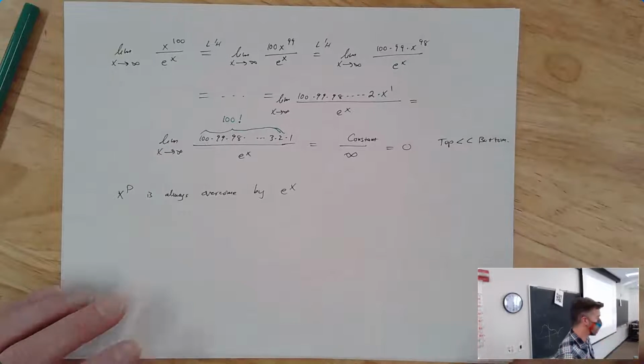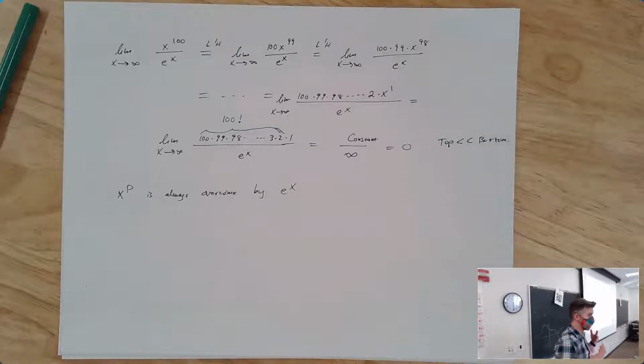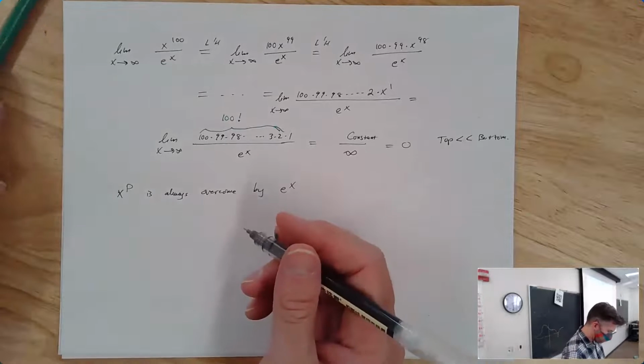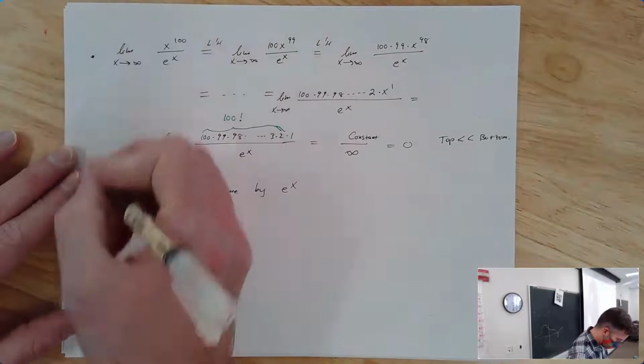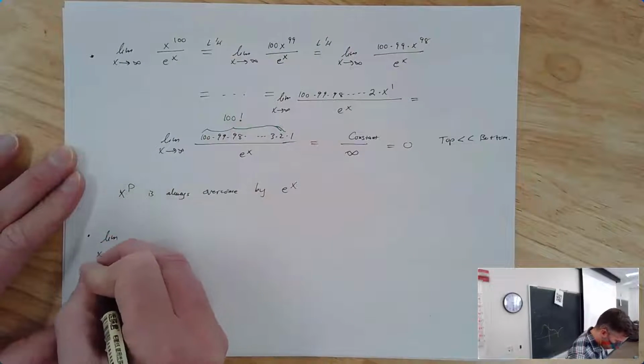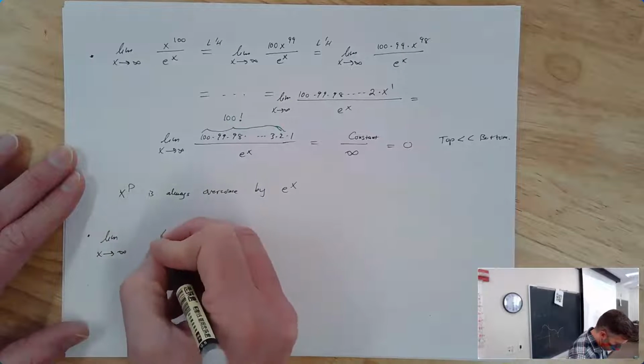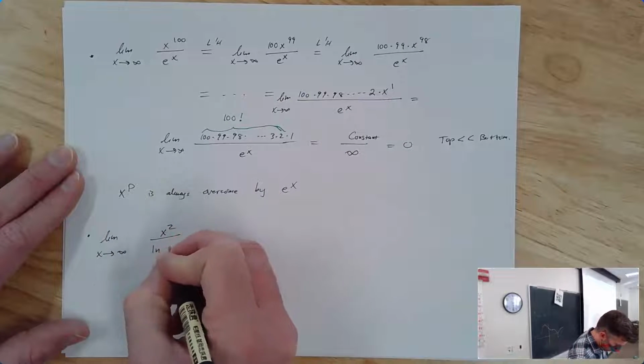And that's often the piece of information you take from these limits: when you take a limit like this and you get 0, it means the numerator thing is way smaller than the denominator thing. Or if you get a limit that ends up being infinity, it means the numerator thing is way bigger than the denominator thing. Like this example: the limit as x goes to infinity of x squared over the natural log of x.